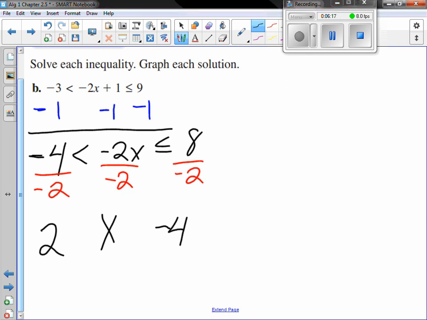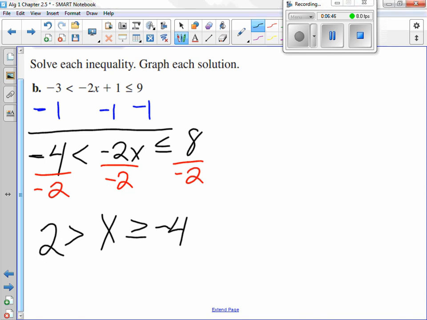Why? Anytime we multiply or divide by a negative, we have to change the sign. So this goes from less than to greater than, and this goes from less than or equal to greater than or equal to. Is x still in the middle? So when we graph, we're still going to shade in the middle. It doesn't change that.